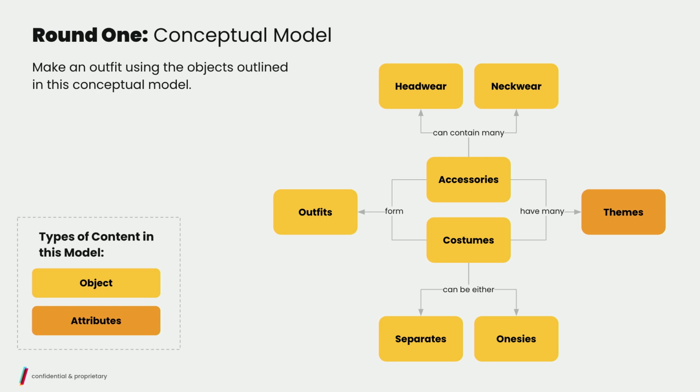Okay, so for the people who are listening back to this and do not have the visual of what's going on, our contestants are making an outfit out of the content model. The content model consists of accessories and costumes, and our accessories are made up of headwear and neckwear. So they have to judge what headwear and neckwear is. And costumes consist of separates and onesies. There are also themes. We do not know the themes yet because this is a conceptual model.